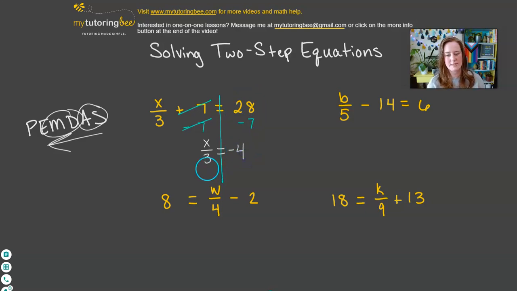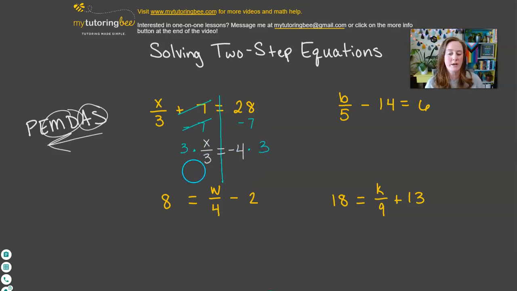All right, so let's see here. Now we have that x divided by 3, right? So we are going to multiply. Multiply is the opposite of divide. So we're going to multiply by 3 and multiply by 3.